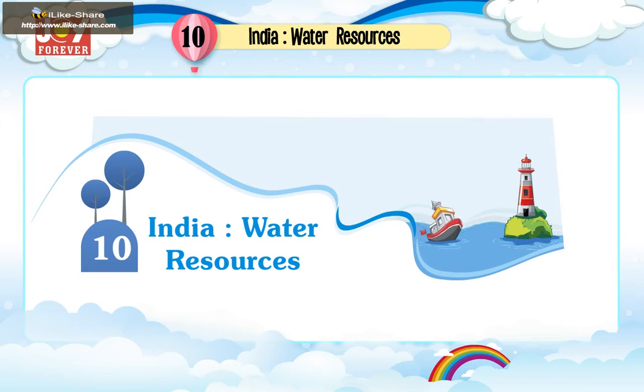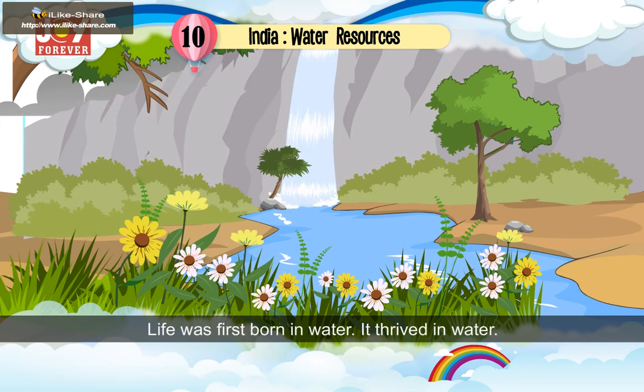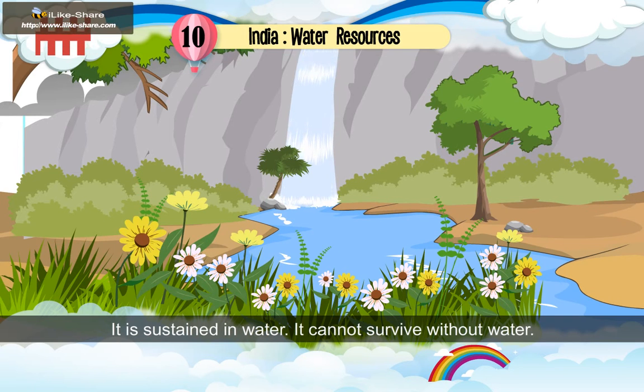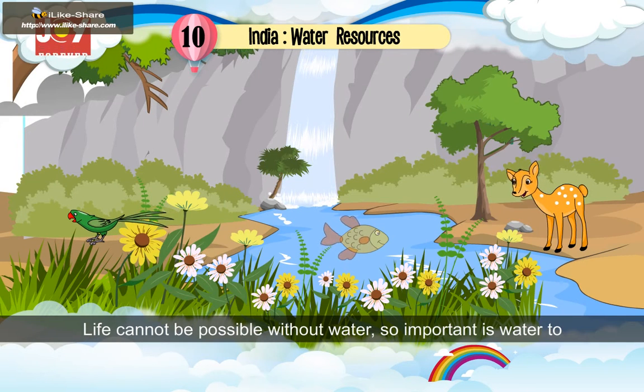Chapter 10, India: Water Resources. Water and I. Life was first born in water. It thrived in water. It is sustained in water. It cannot survive without water. Life cannot be possible without water.